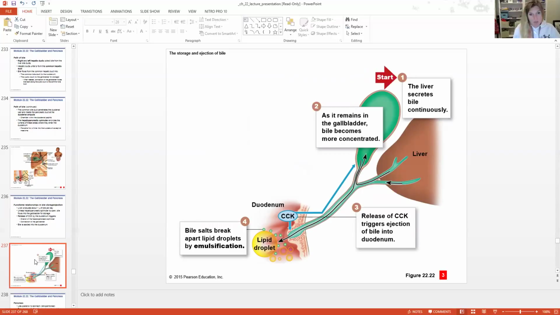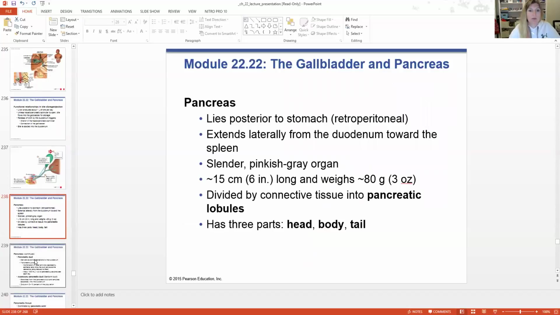When CCK is released, that will release and relax the hepatopancreatic sphincter, allowing for the lipid droplets to be emulsified and therefore broken down more completely. Let's talk about the pancreas.